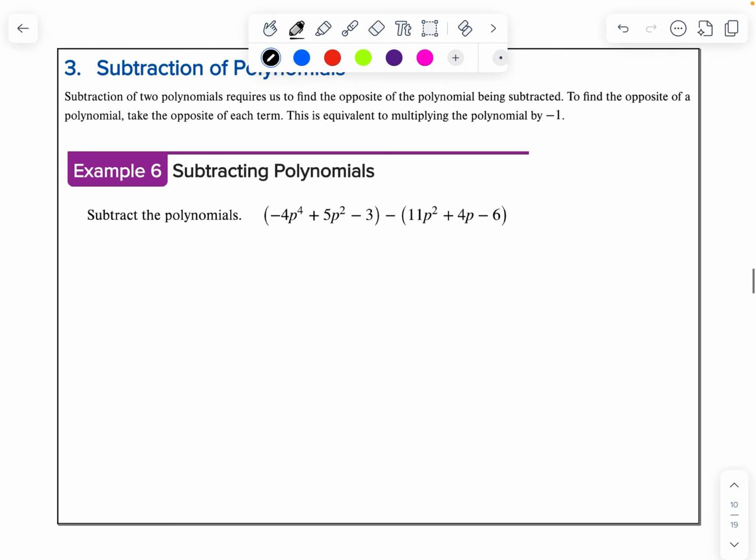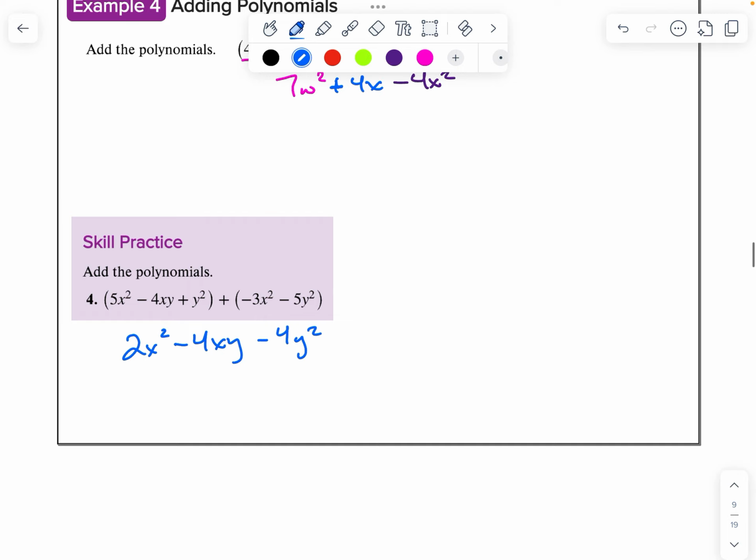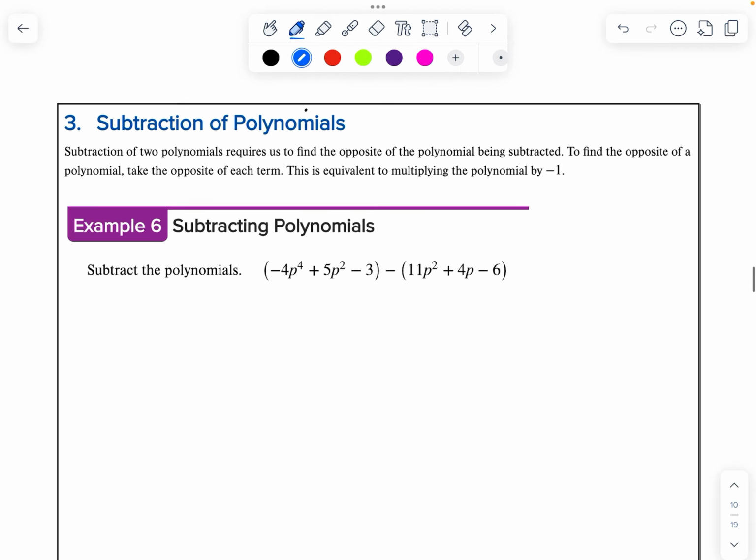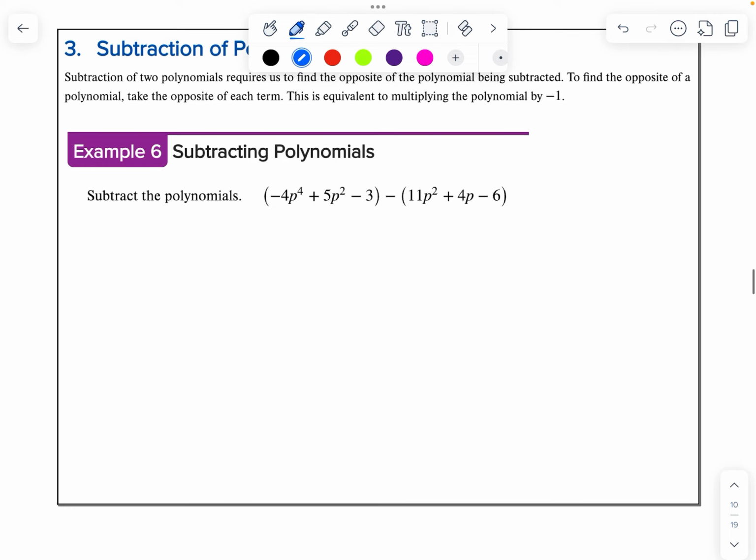Subtracting polynomials is a little bit different. Notice in all those problems that I just did, there was a plus sign in between the parentheses. Plus sign means I'm just combining like terms. When you have a minus sign between them, you have to distribute that negative to everything in the second parentheses.